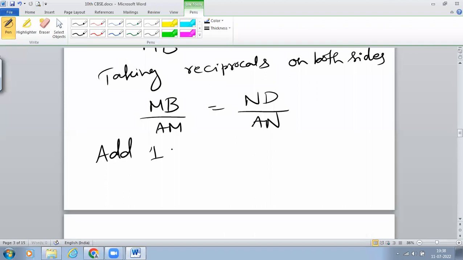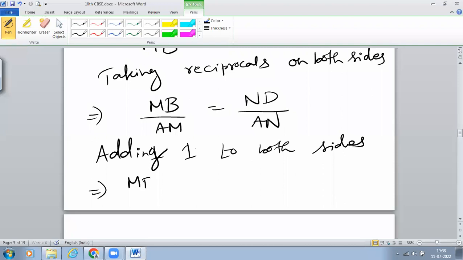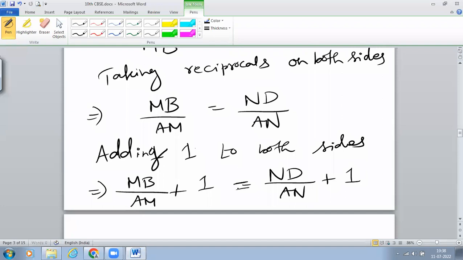Add 1, or else you can write adding 1 to both the sides. So adding 1 to both sides means left hand side will become MB by AM plus 1 is equal to, right hand side becomes ND by AN plus 1. If you add same number on both the sides, then the equality remains the same. There will be no problem in the equality. The equation is again balanced, adding 1 on both the sides.